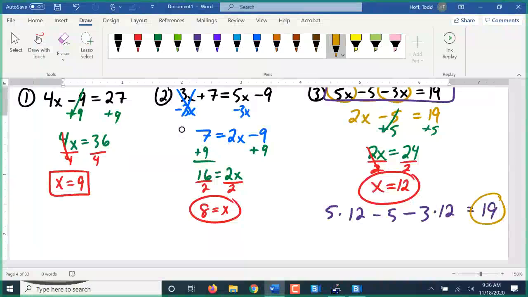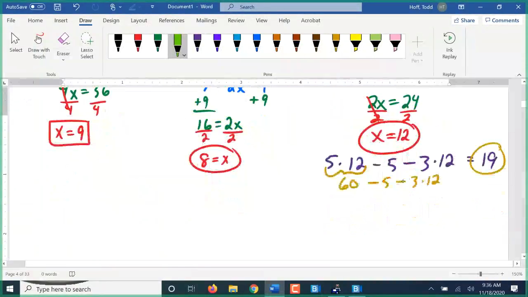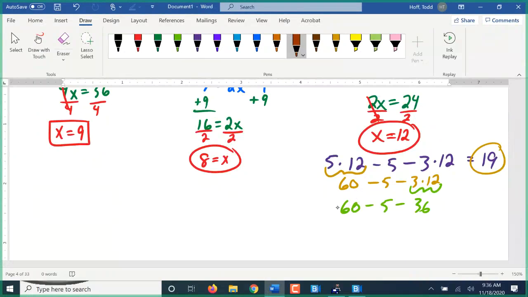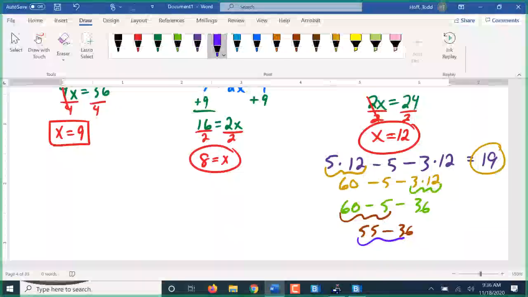Order of operations says I'll do 5 times 12 is 60. Then I'll do 3 times 12 is 36. 60 minus 5 is 55. And 55 minus 36 is 19. So I do get 19 on both sides. So that verifies that the answer of x equals 12 is the solution to that equation.